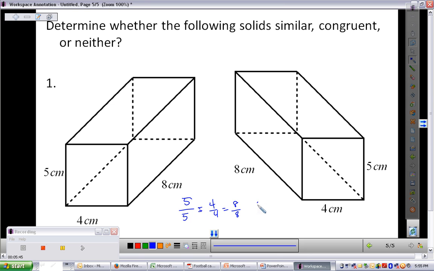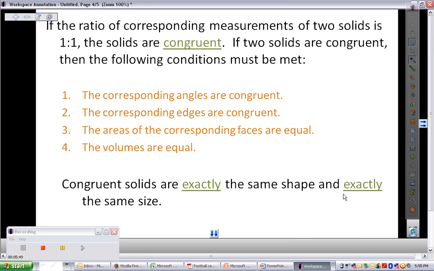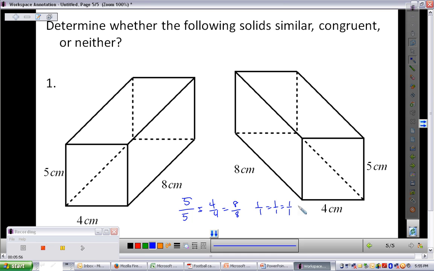Going through all of these, they all reduce to 1 over 1. So going back to one other characteristic, the ratio of the corresponding measurements is going to be 1 to 1. The ratio of all these measurements is 1 to 1, so I would say these are congruent solids.